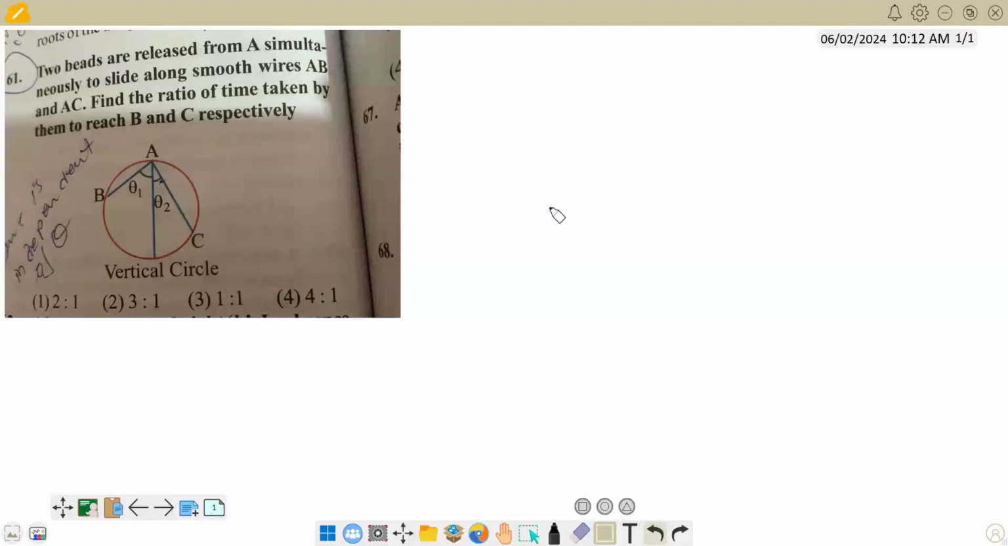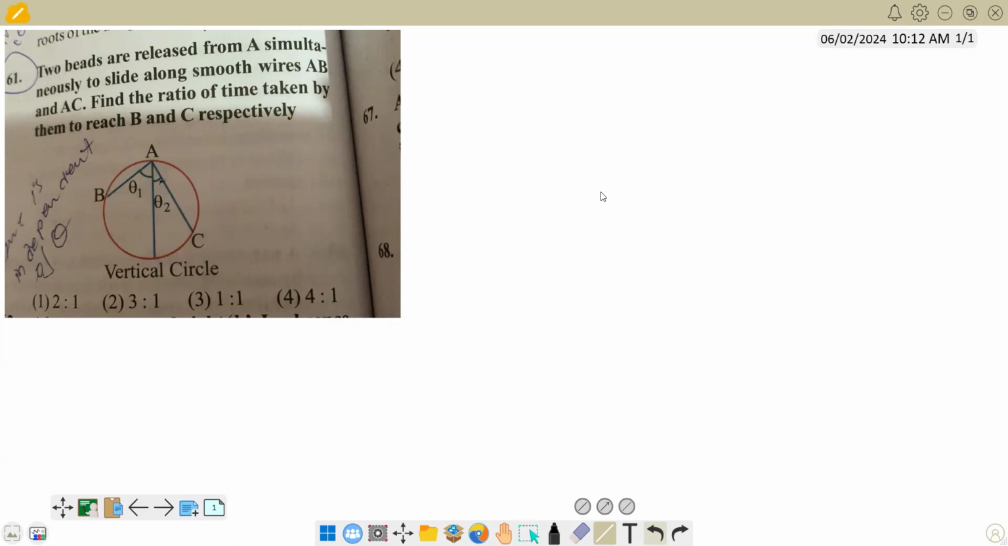Hello student, the question says two beads are released from A simultaneously to slide along smooth wires AB and AC. Find the ratio of time taken for them to reach B and C respectively. Here, don't be confused with this circle. This circle is given only for reference. The body is actually traveling along the path.